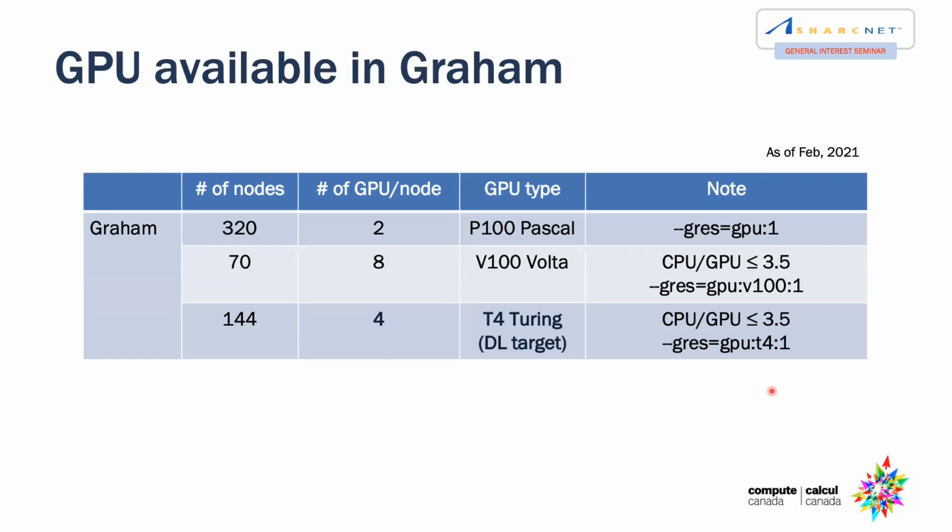There's also a CPU to GPU ratio recommendation. I will explain this one more time later. For each GPU job, we recommend less than 3.25 CPUs per GPU, which means you need to assign 3 CPUs for a single GPU job. That's the recommendation for this kind of GPU job.